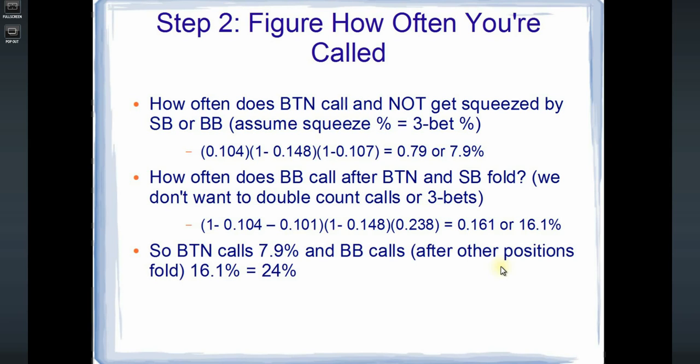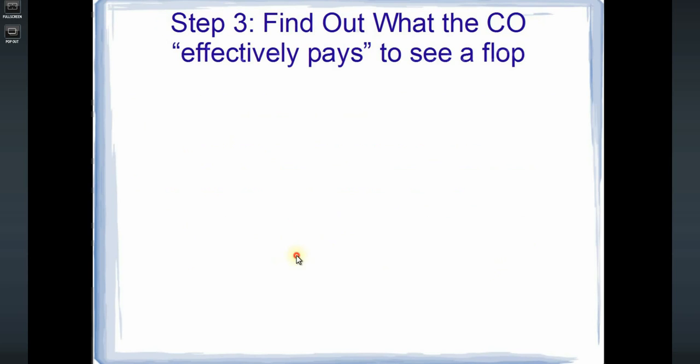So the button calls 7.9% and the big blind calls 16.1% after all the other positions fold. So that means in total, the cutoff is going to open and get called 24% of the time, because the button is going to call 7.9% and the other positions will fold, and the big blind is going to call 16.1% after the other positions folded. Don't worry about this math if math isn't very intuitive to you, but it's important we calculate things this way because if we don't, we're going to end up doing a lot of double counting, where we'll count the button calls without taking into account the fact that the big blind ended up 3-betting. So we had to calculate it this sort of long way, which is actually a pain to do, but I did it for you. So in total, the cutoff will open and get called 24% of the time.